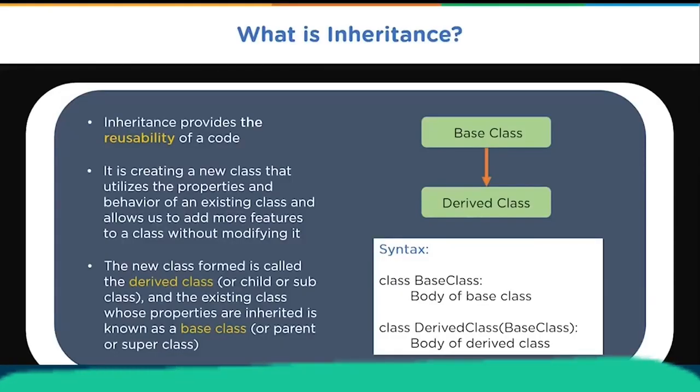Now, what is inheritance? Inheritance provides reusability of code. It allows you to inherit what you have written in a particular class or piece of code, and you don't need to rewrite it. That is the main purpose of inheritance. It creates a new class that utilizes the properties and behavior of an existing class. We will support this with an example. If you take a look at the sample syntax here, you have a base class with certain attributes and functions associated with it, and then you have a derived class which inherits from it.